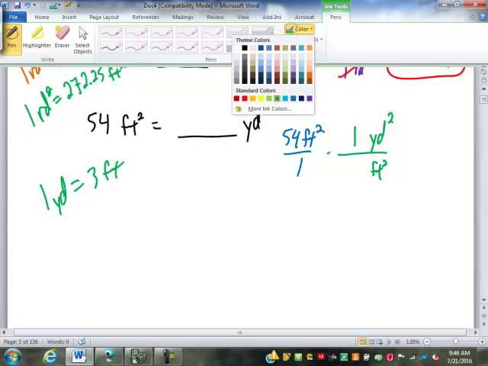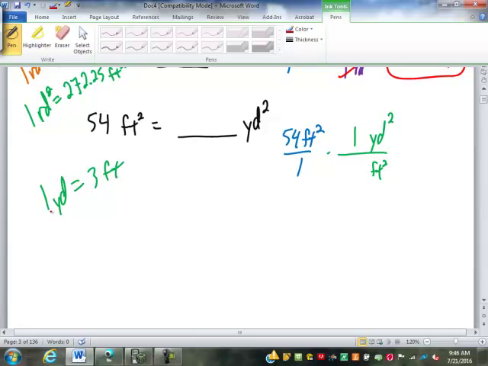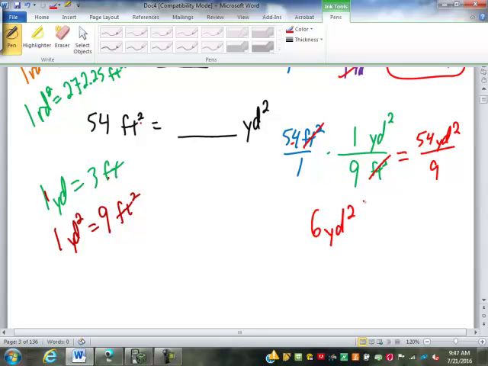We know that 1 yard is 3 feet. When we go to square, now this is squared, not cubed, just squared. So 1 squared is 1. Yard squared is yard squared. 3 squared is 9. And feet squared is feet squared, square feet. So 1 square yard is 9 square feet. The square feet cancel. 54 times 1 yard is 54 square yards over 1 times 9 is 9. That divides out to be 6 square yards.